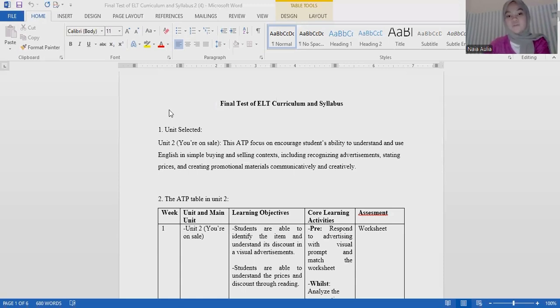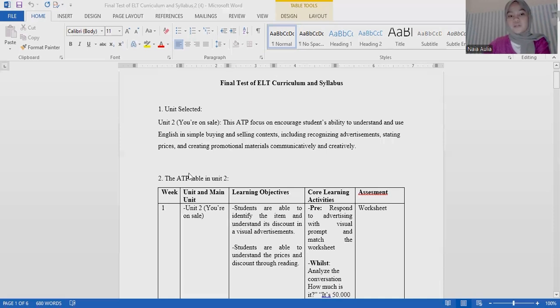This ATP focuses on encouraging students' ability to understand and use English in simple buying and selling contexts, including recognizing advertisements, stating prices, and creating promotional materials communicatively and creatively.